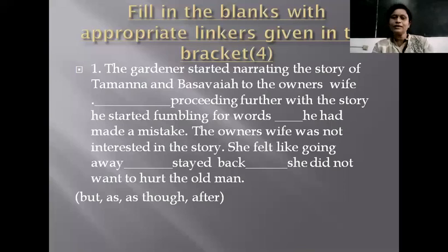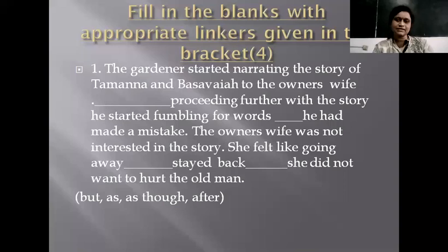The gardener started narrating the story of Tamanna and Basavaya to the owner's wife. Dash, proceeding further with the story, he started fumbling for words. Dash, he had made a mistake. The owner's wife was not interested in the story. She felt like going away. Dash, stayed back. Dash, she did not want to hurt the old man. So we got the gist of the passage. Let us start to fill up.